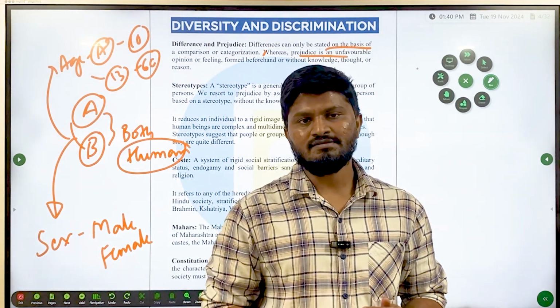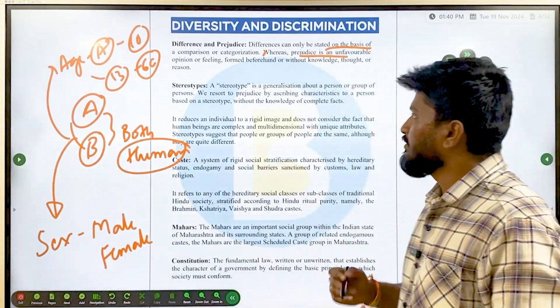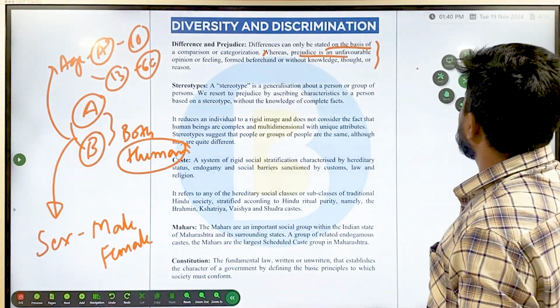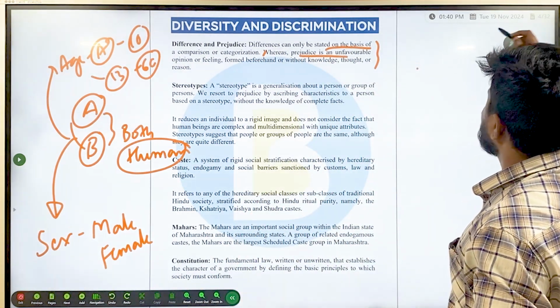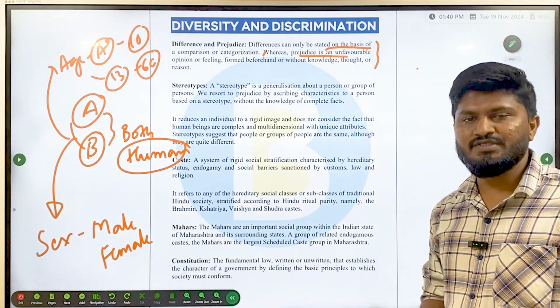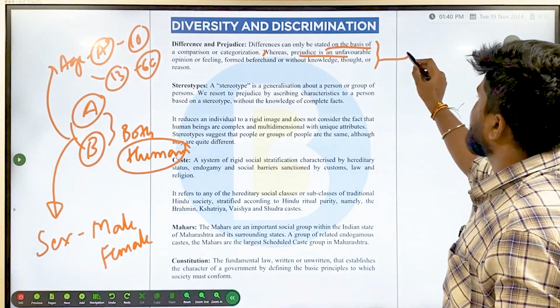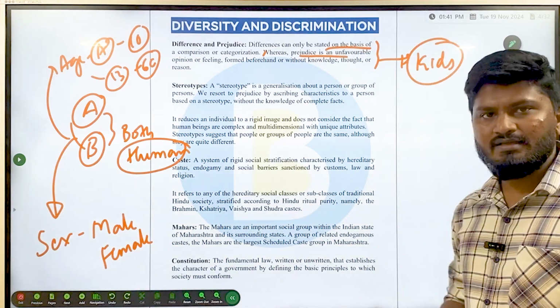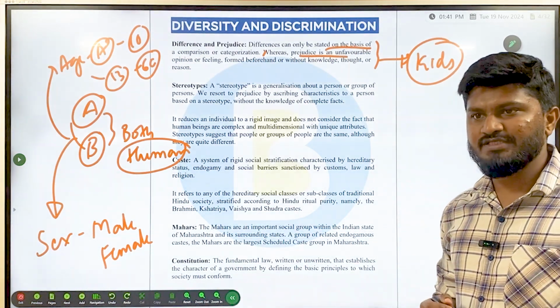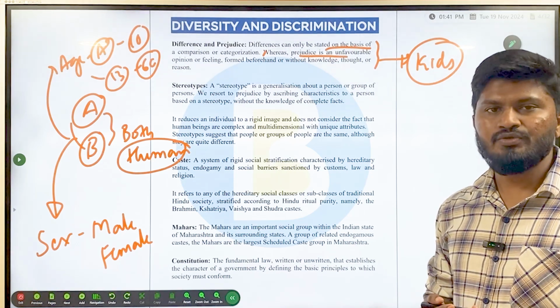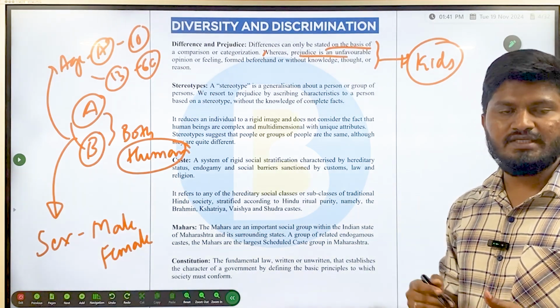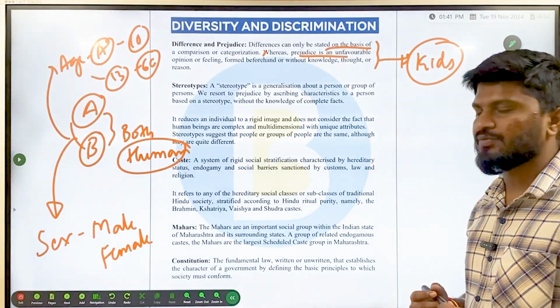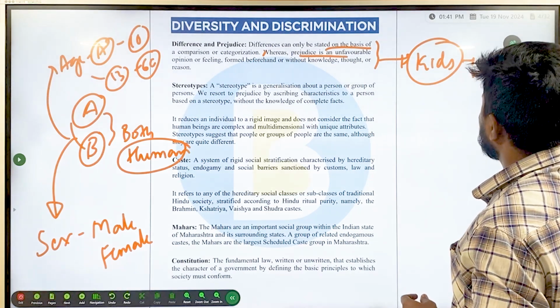That is prejudice. Normally what used to happen among kids is this: in every village there is a person who used to roam around without any clothes, whom many people thought to be mentally ill.